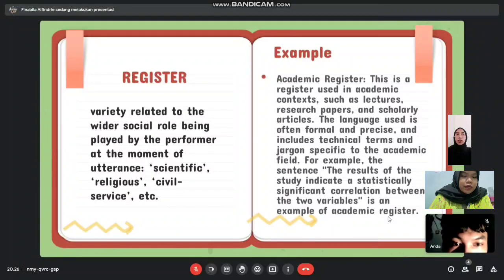For example, the sentence "The results of the study indicate a statistically significant correlation between the two variables" is an example of academic register.